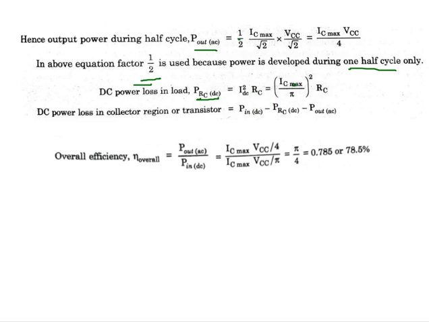So on substitution you get IC max by pi whole square into RC. So DC power loss in the collector region or transistor will be P in minus this loss in the load resistance and minus the output AC power, that is the power that is lost in the transistor region. Overall efficiency will be given by P out AC by P in, or it is nothing but IC max VCC by 4 as we have got here, divided by IC max into VCC by pi, and you will get the maximum efficiency in class B operation as 78.5%, which is higher than class A operation.